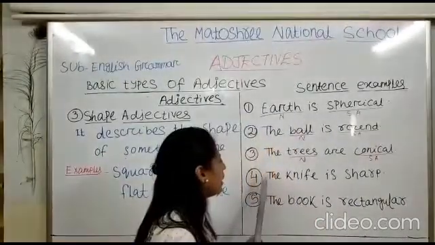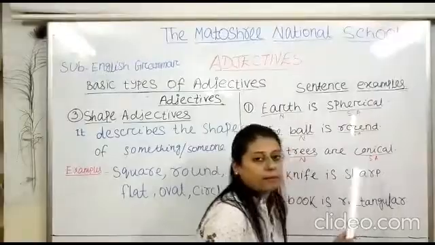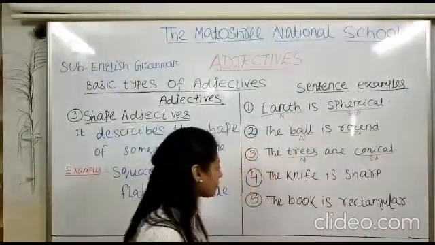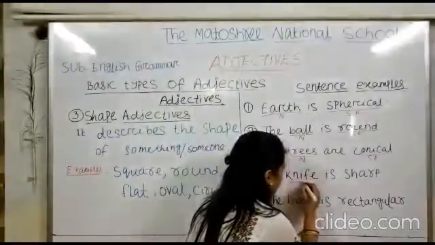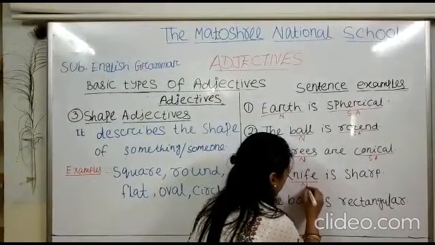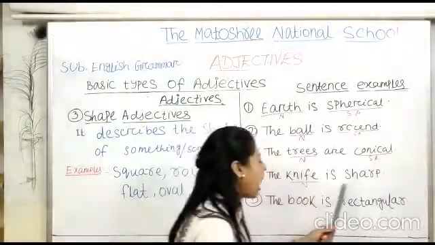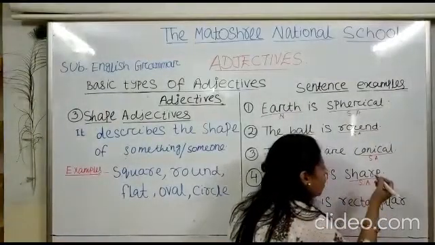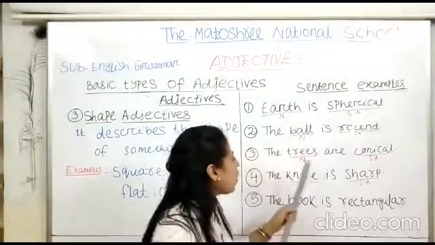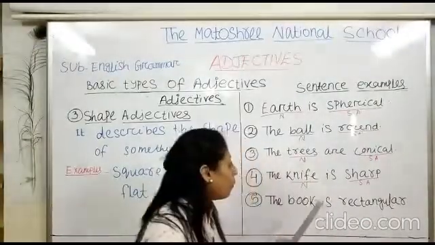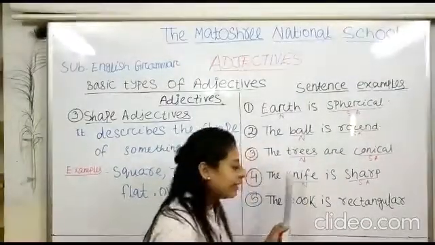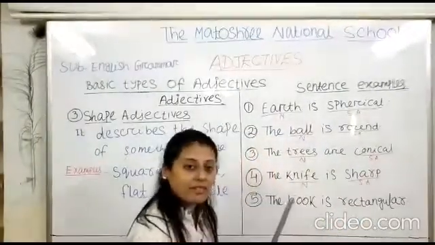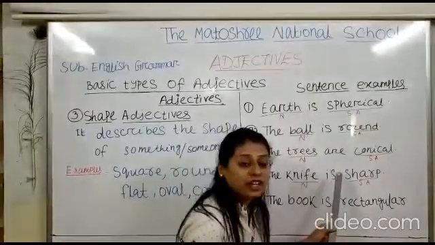Next, 4. The knife is sharp. Here, knife is a noun and sharp is a shape adjective which describes more about this knife, more about this noun. What type of knife is this? This is a sharp knife.